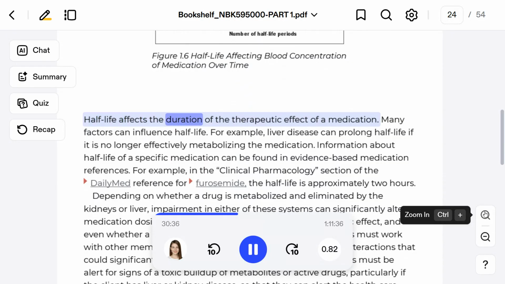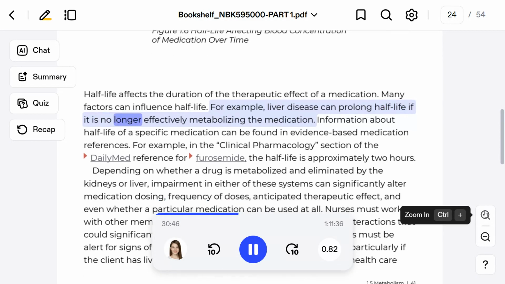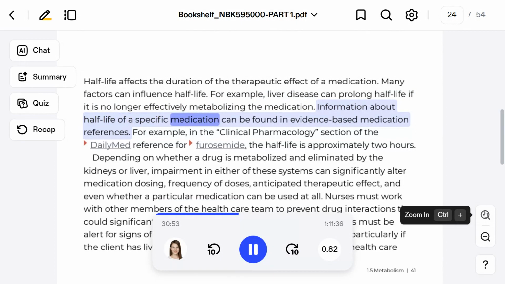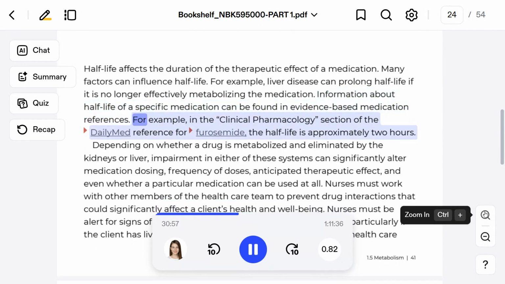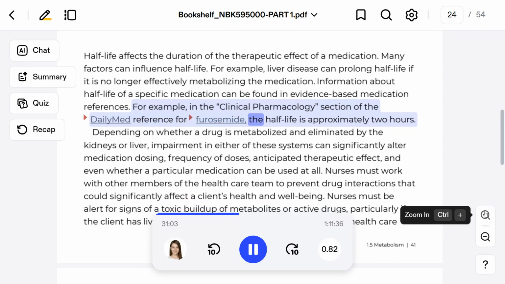Half-life affects the duration of the therapeutic effect of a medication. Many factors can influence half-life. For example, liver disease can prolong half-life if it is no longer effectively metabolizing the medication. Information about half-life of a specific medication can be found in evidence-based medication references. For example, in the clinical pharmacology section of the DailyMed reference for furosemide, the half-life is approximately 2 hours.